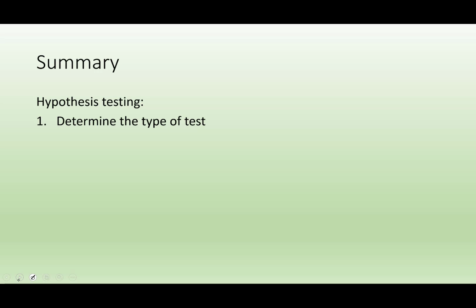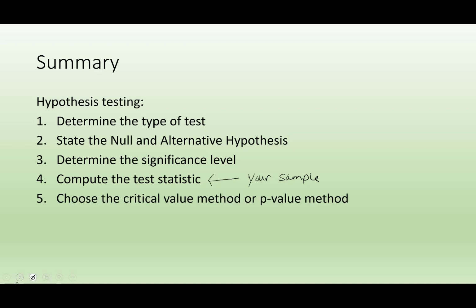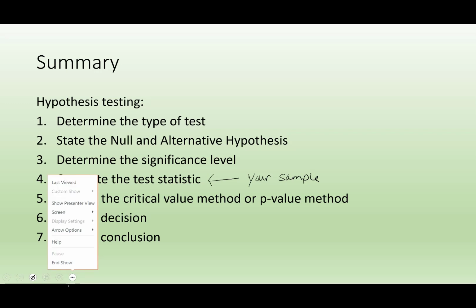Once you get into actually doing the test, it will become a little bit more fluid and a lot easier with some practice. So our general steps are that we need to determine the type of test we have. We need to state the null and the alternative hypothesis. We need to determine our significance level, and then compute the test statistic. And remember, this comes from your sample. Once we have our test statistic, we get to choose if we want to do the critical value method or the p-value method. Then we make a decision, and finally we write the conclusion in non-technical terms.